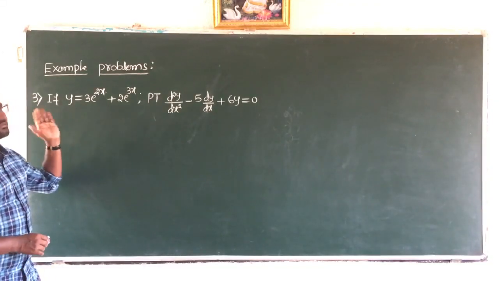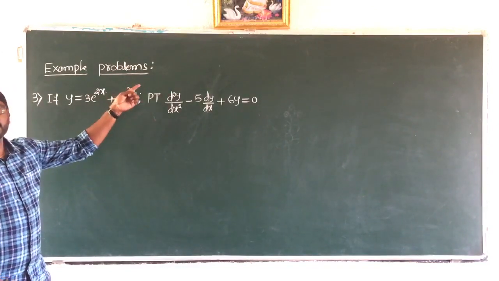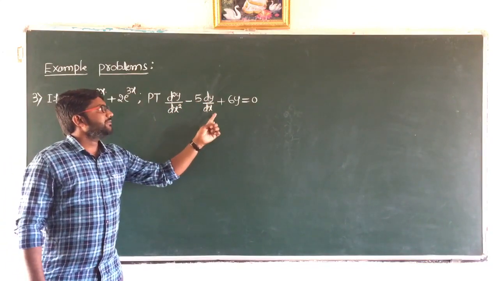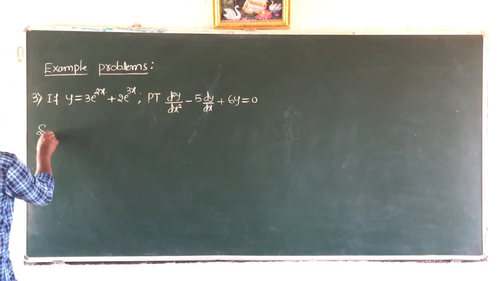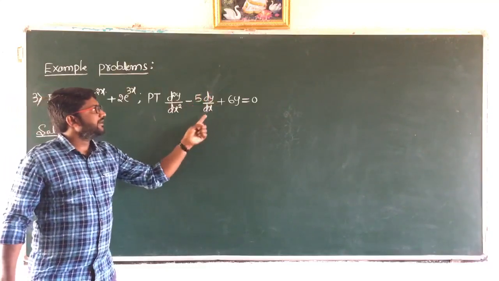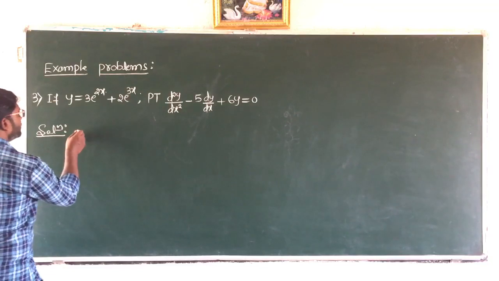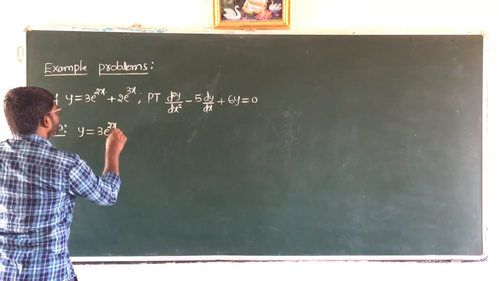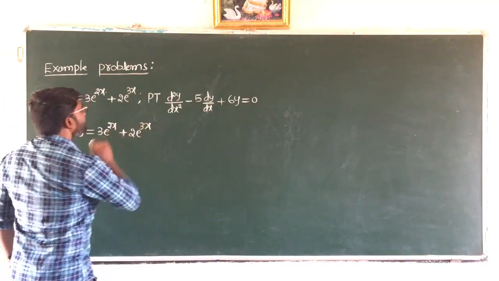Yes, the next example is: if y is equal to 3 into e raised to 2x plus 2 into e raised to 3x, then prove that d square y by dx square minus 5 into dy by dx plus 6y is equal to 0. So now see here. Observe the LHS. We have dy by dx as well as d square y by dx square. So first we have to find those things. y is equal to 3 into e raised to 2x plus 2 into e raised to 3x. So this is the given function.